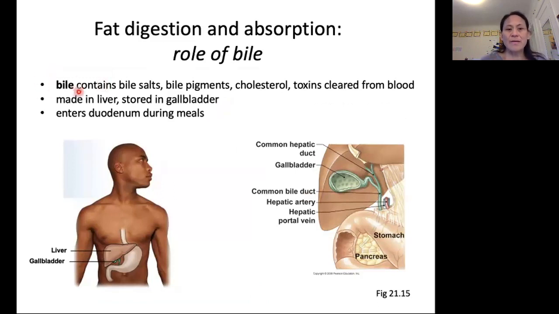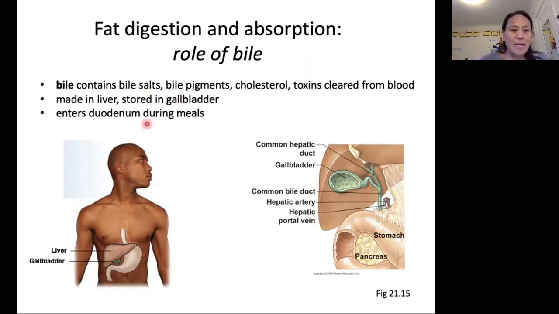Bile is a substance that is mostly water, but it also contains a variety of components with a variety of functions. Okay, so we have bile salts, which is the main thing that we're going to be talking about here. They help to digest fats. Bile also has bile pigments in it. Those are largely breakdown products from hemoglobin. Bile also contains cholesterol. It also contains toxins cleared from the blood.